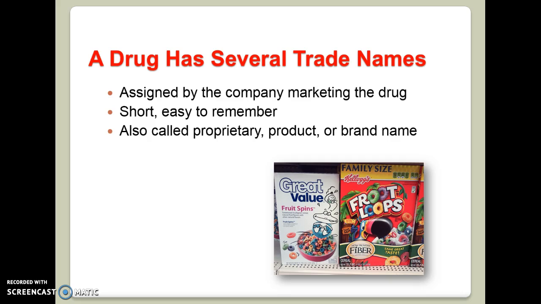A drug is going to have several trade names, and it's going to end up being the company that's marketing the drug. Usually they're short, easy to remember. An example I always talk about is Flomax. Flomax is used for BPH, and I always remember that because it's used to maximize the flow of urine. Or Protonix. Protonix is a proton pump inhibitor, and so it's got the word proton in it. So a lot of times the trade names, unfortunately, are generally easier to remember.